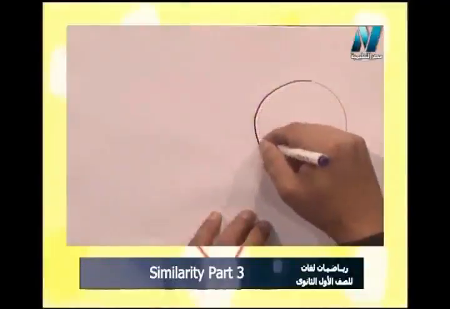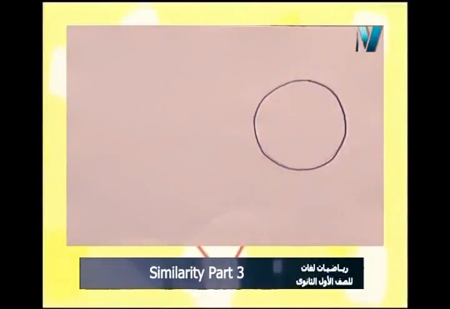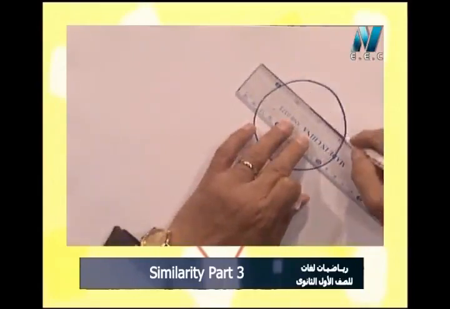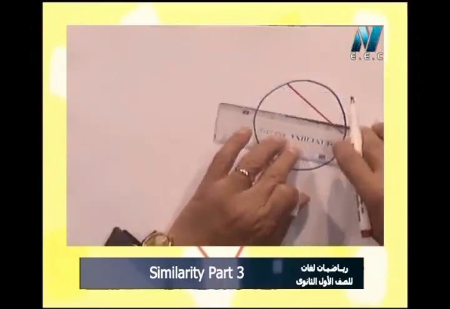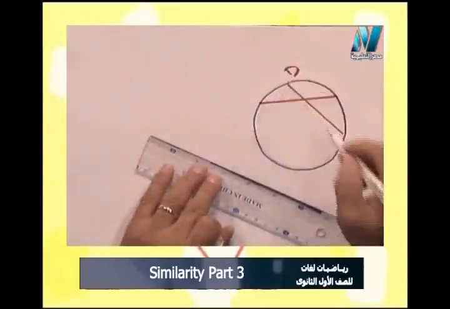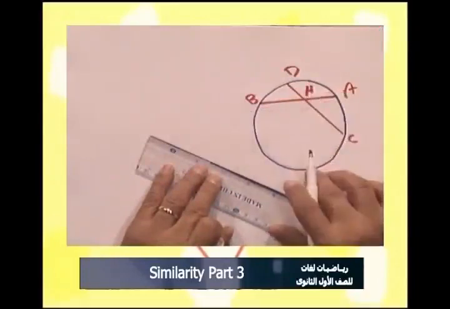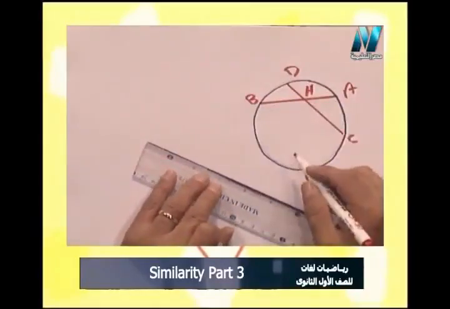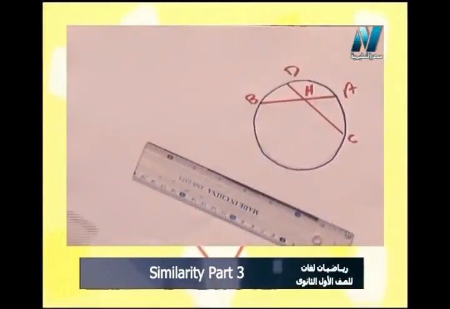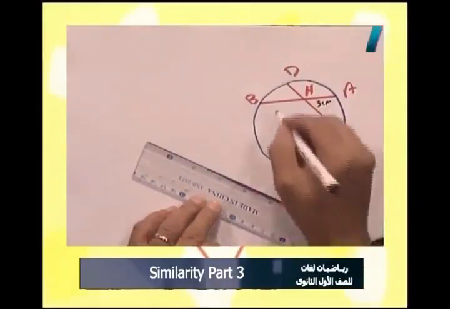We have a circle here. It's a circle, and we have two chords intersecting inside the circle, like that, and this one also. This one is called DC, and this one is called AB. And we have an intersection point, which is H. And we have the length of HA equals 3 centimeters, and the length of HB is 2 centimeters.